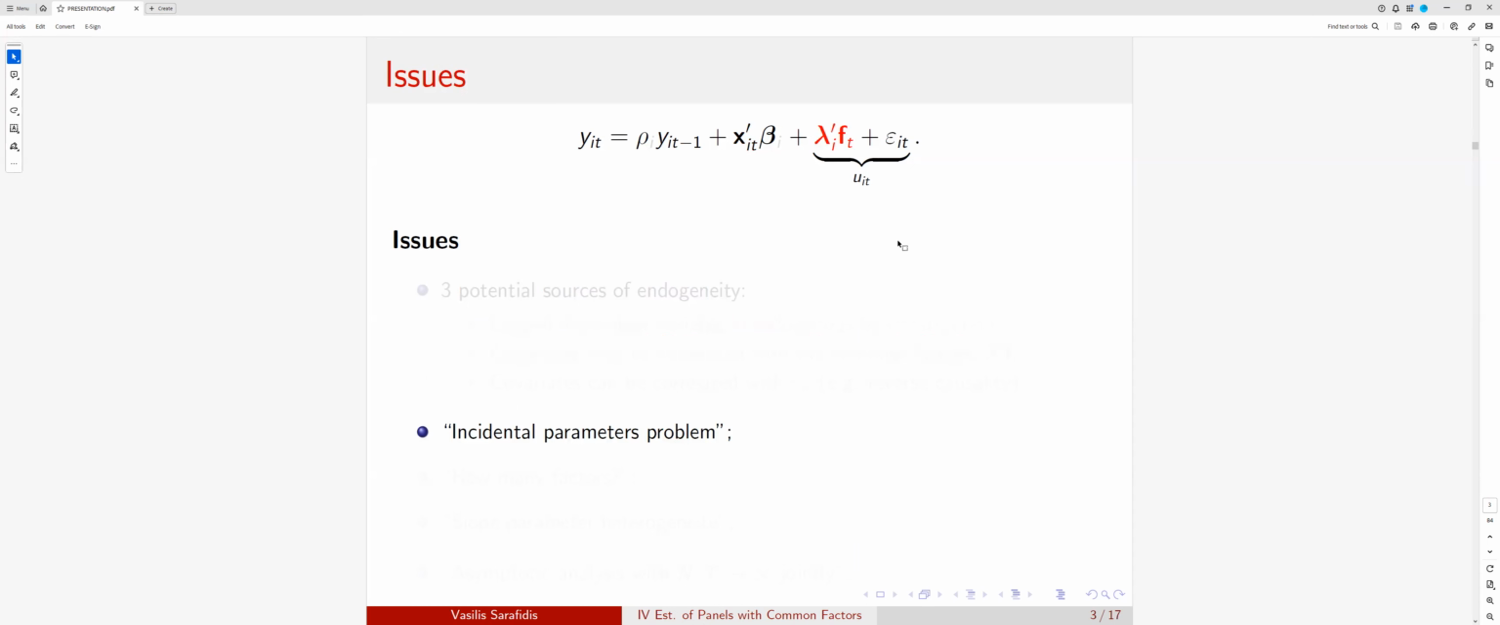Another issue that arises in this model is the so-called incidental parameters problem. If we wish to fully control for the common factor component, we'd like to treat f and lambda as fixed parameters. However, lambda varies across i and f varies across t. So as the sample size increases, the number of estimable parameters increases as well. In the best case scenario, this typically leads to asymptotic bias for estimators. In the worst case, it leads to inconsistency.